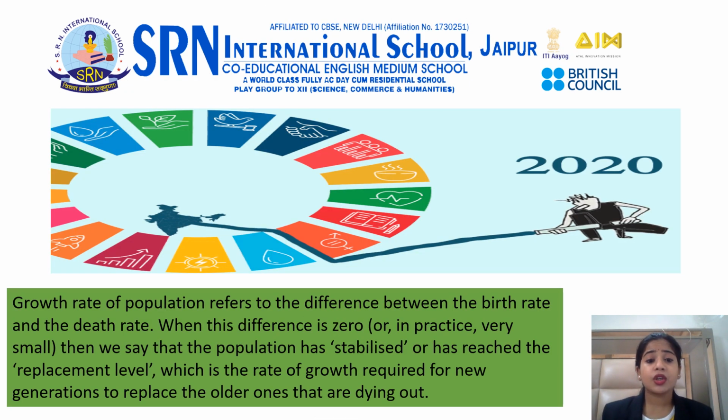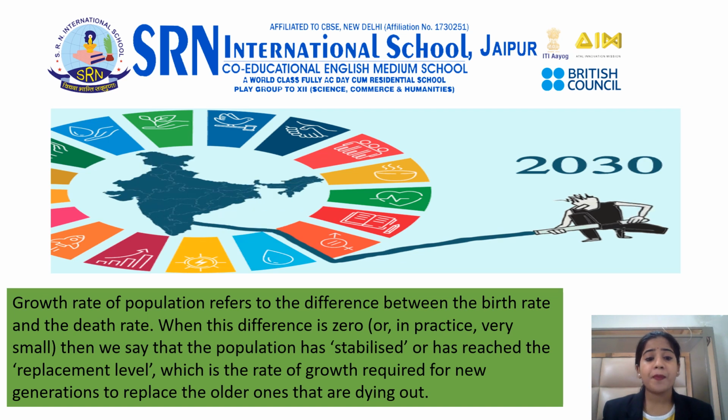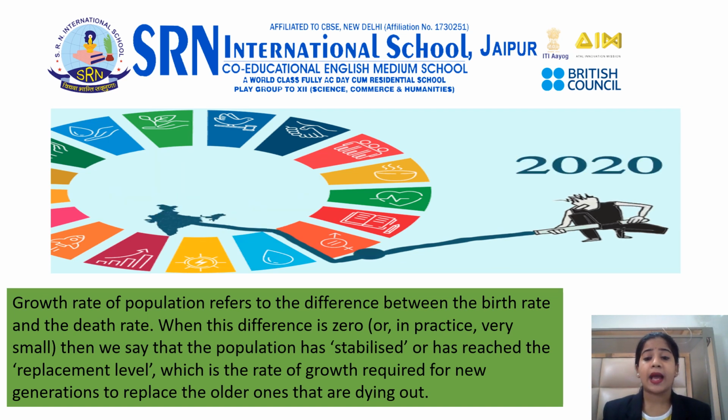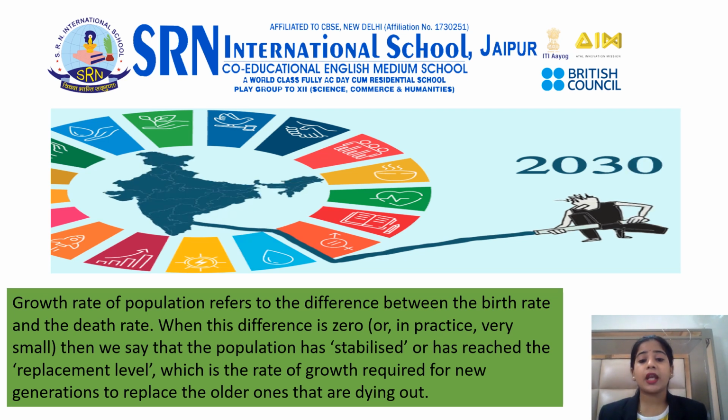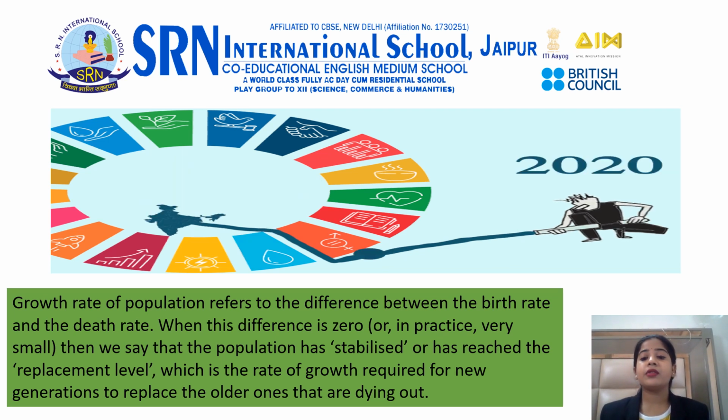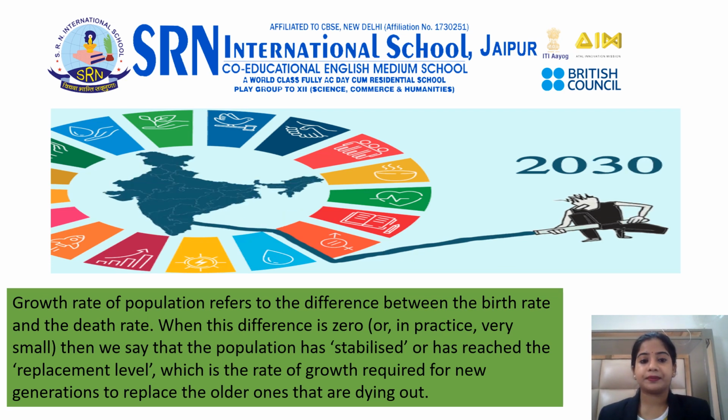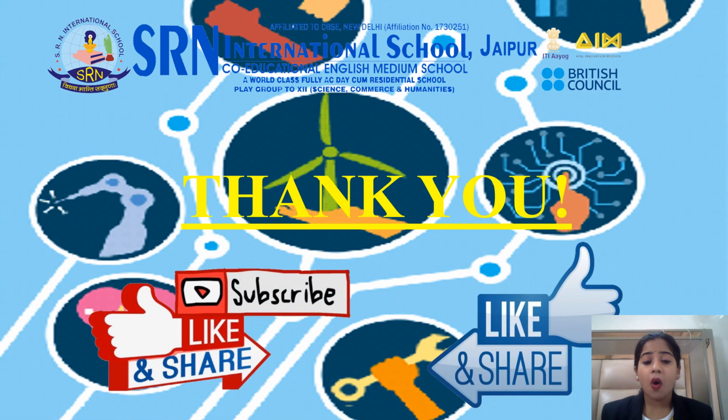Talking about the growth rate of population, it refers to the difference between the birth rate and the death rate. When this difference is zero, or in practice very small, then we say that population has stabilized or has reached the replacement level, which is the rate of growth required for new generations to replace the older ones that have died out. That was all, students.